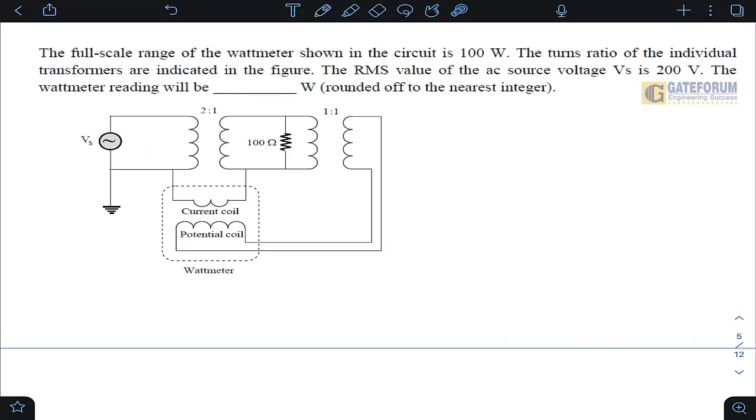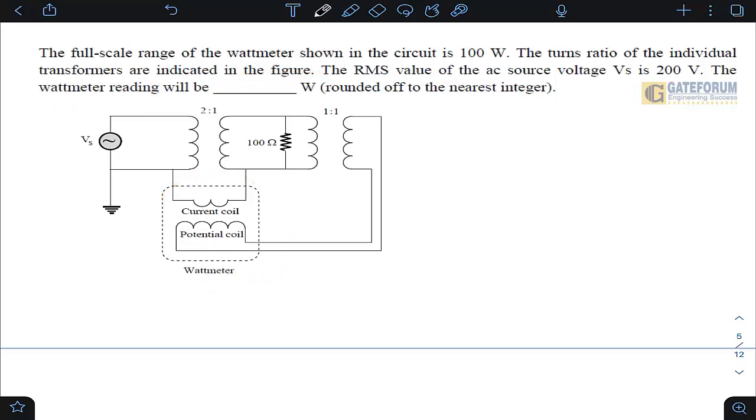This question is asked in GATE 23 of instrumentation. This is from measurement subjects and from power measurement topic. The question is, the full scale range of the wattmeter shown in this circuit is 100 watts. The turns ratio of individual transformers are indicated in the figure. The RMS value of AC voltage source is 200 volts. The wattmeter reading will be dash watt. So this is the wattmeter, we are supposed to find its corresponding reading.